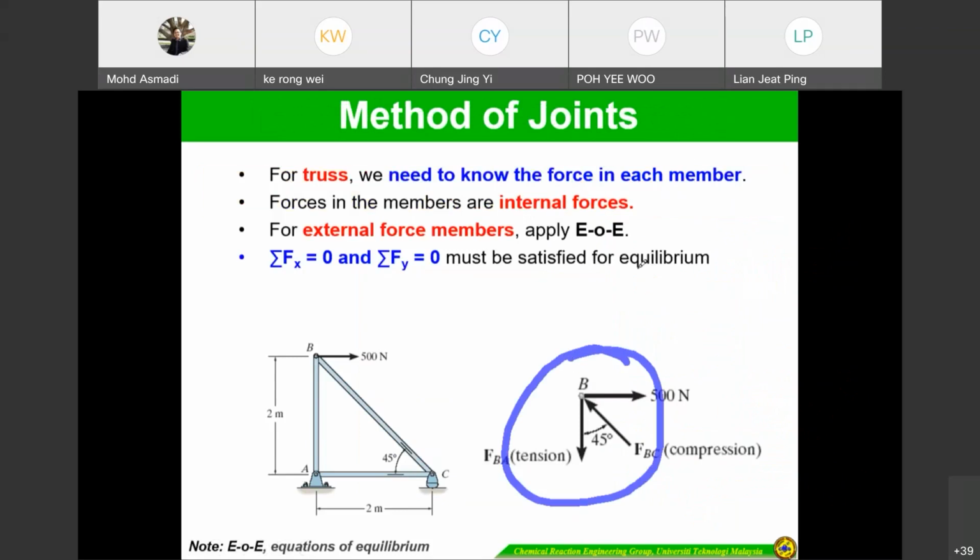Just make the sense. Once you pull this one, it becomes tension, and this one is going to be pressed. When the member is pressed, it is going to be opposite. So that's why it's opposite, because this one you pull, so it becomes tension, and this one is opposite. The joint is going to be opposite. Because you push, this one is going to be opposite to the pin direction, the direction of the pin for FBC and FBA.